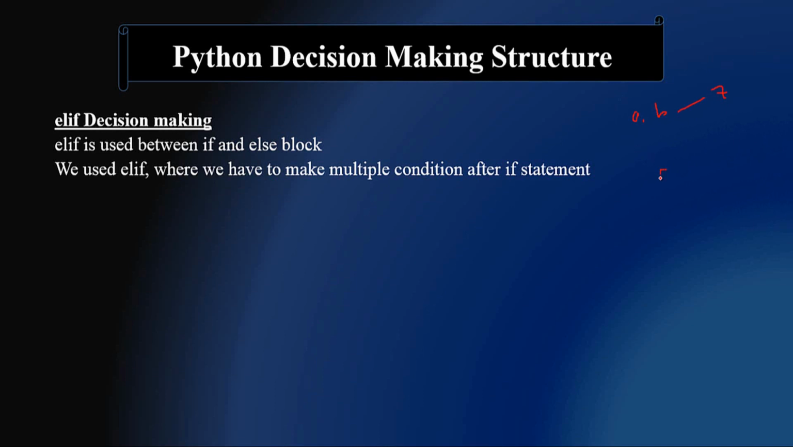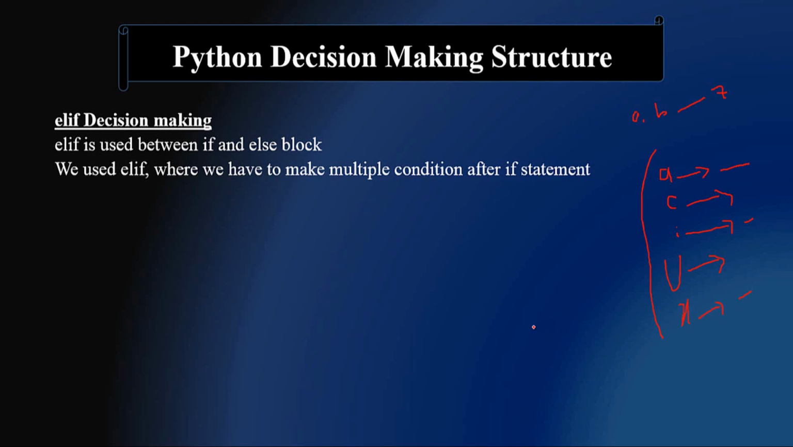For example, if the user enters A, then a message should be displayed that this is a vowel. If the user enters C, show that this is not a vowel. If the user enters I, it should display that this is a vowel. For example U, it should display that this is a vowel. For example X, it should display that it is not a vowel. So you can see that there are different conditions we have to make for this program.